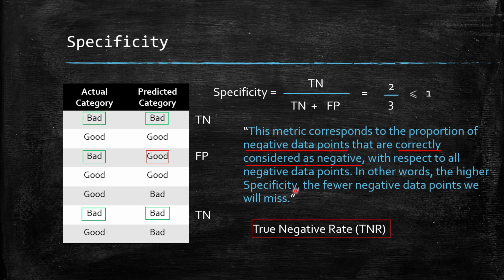Now think about this. In our numerator we have taken the true negative values, right? That means those which were correctly classified as negative, right?